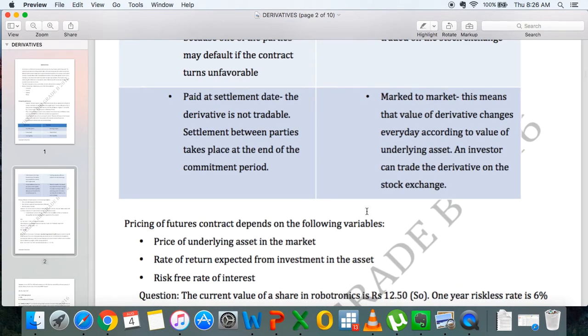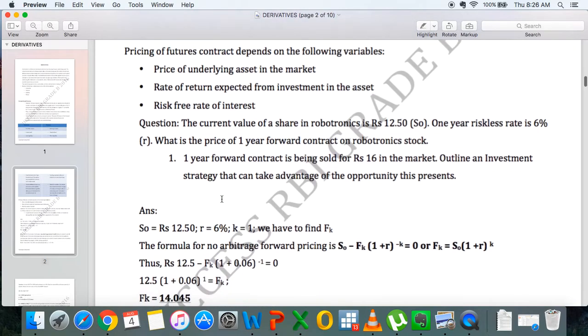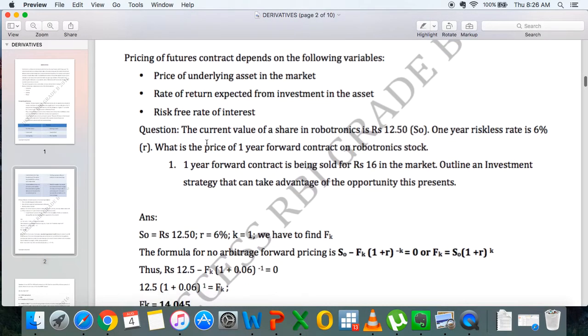So this makes possible the fact that an investor can trade the derivative on a stock exchange. This is an example of what kind of very basic question can come in the exam. Let's take the example. The current value of a share in Robotronics is 12.50. This is called S0, or spot price. Spot S0 is the spot price, 0 is today.